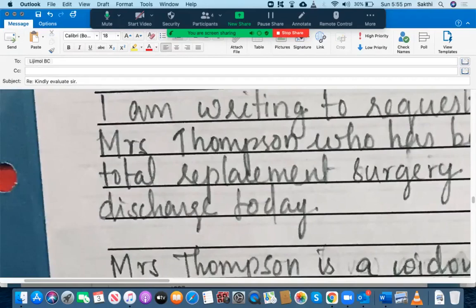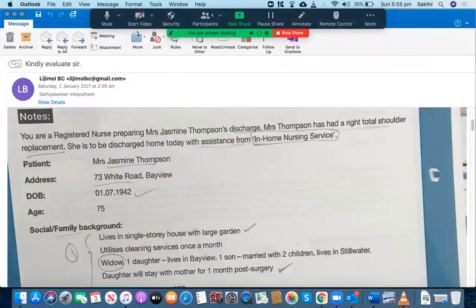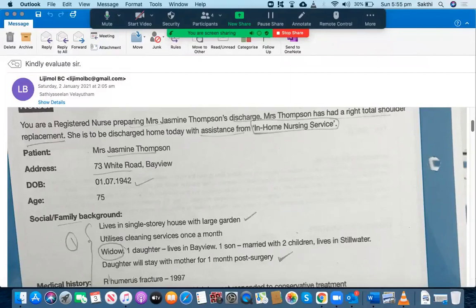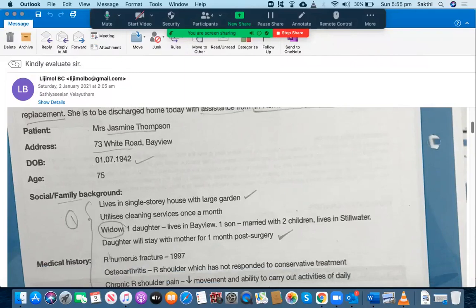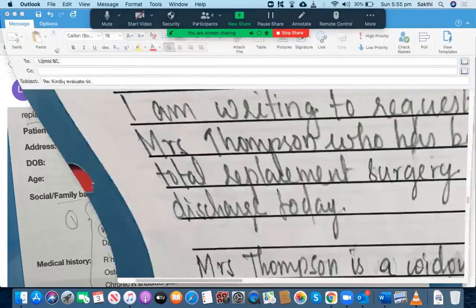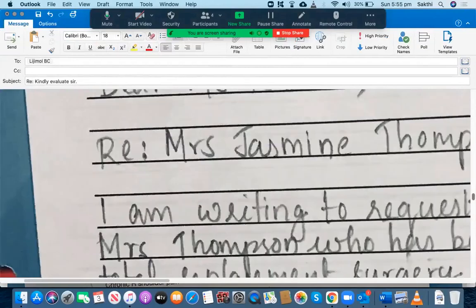Total and shoulder, are they the same thing or different? I should include shoulder as well. You didn't do that, right? That's not good. Yeah, you need to mention whether it is shoulder, hip, or knee, or whatever the part of the surgery is, isn't it? That should have been mentioned. She is to be discharged home today with assistance from in-home nursing service. That's okay. You have included the addresses. Sorry, this is 73 White Road, Bayview. Okay. What about the addresses, contact details?